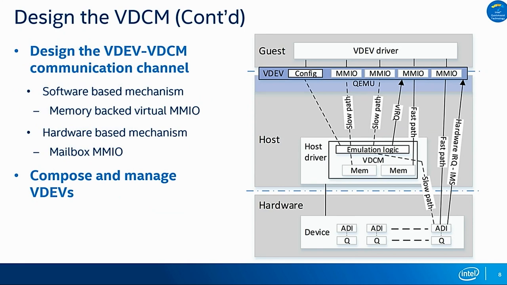So let's see how we design the communication channel between the virtual device and the VDCM. Typically, we have two approaches. One is hardware-based, just like traditional PF-VF communication, which you can see very often in the SR-IOV solution. The other approach is a software-based mechanism: you can use some memory backing to emulate the virtual MMIO and present this to the guest. Finally, you need to leverage the mediated device framework to compose and manage all the virtual devices.